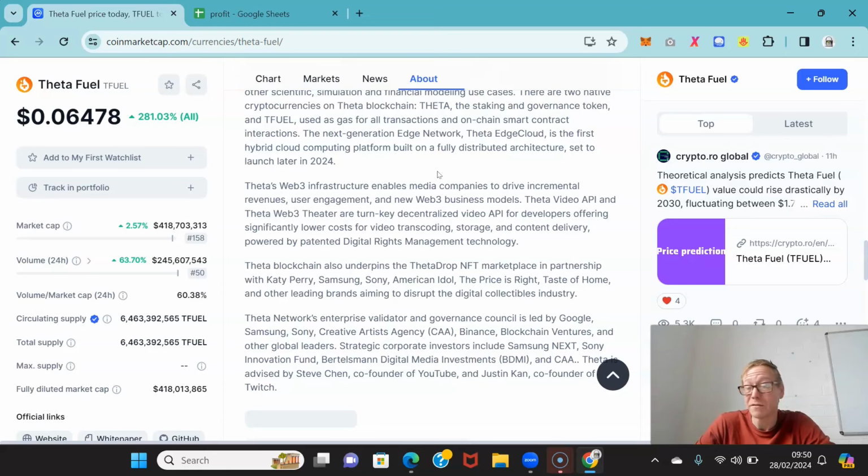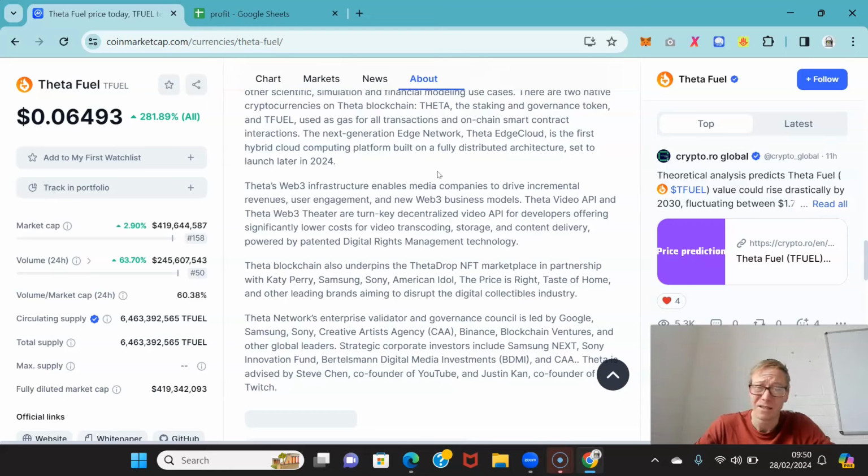But the strength of Theta is highlighted by the fact that their Enterprise Validator and Governance Council is led by Google, by Samsung, by Sony, by the Creative Arts Agency, by Binance, by Blockchain Ventures, and other massive places, not least of which their investors include Samsung Next, Sony Innovation Fund, Bertelsmann Digital Media Investments, and CAA.